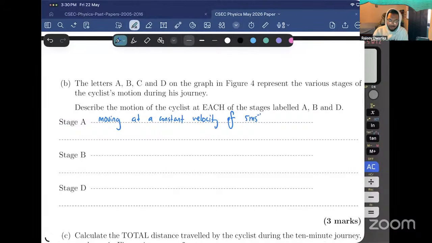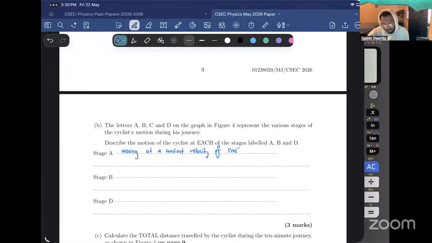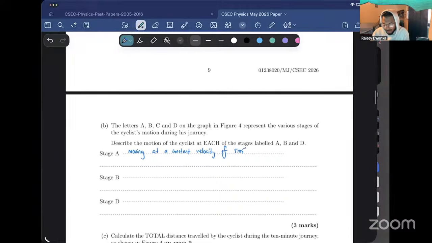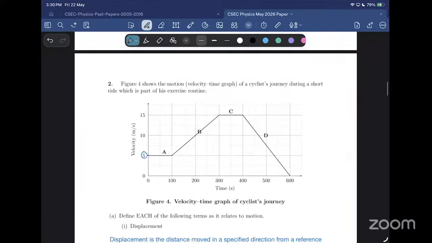All right, stage B now. Nikolai, I put the 5 meters per second, but I also put the timing as well. That's fine. But you did say moving at a constant velocity, right? Yes, sir. I wasn't too sure if that was correct. I know I was correct, but I had my doubts. That's okay. The more information you put, you can't go wrong.